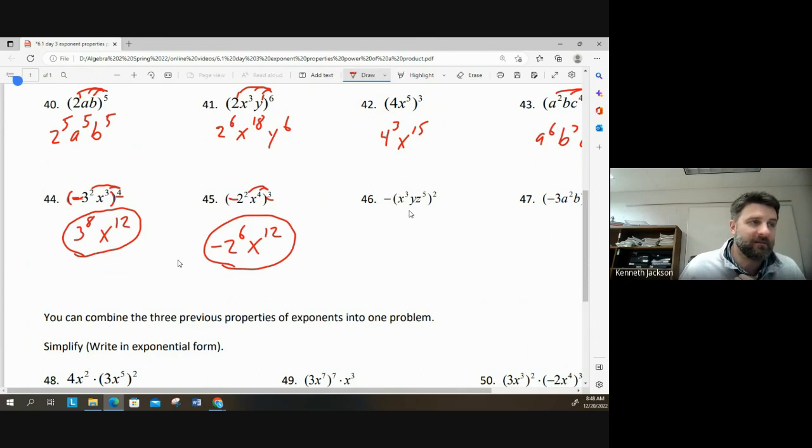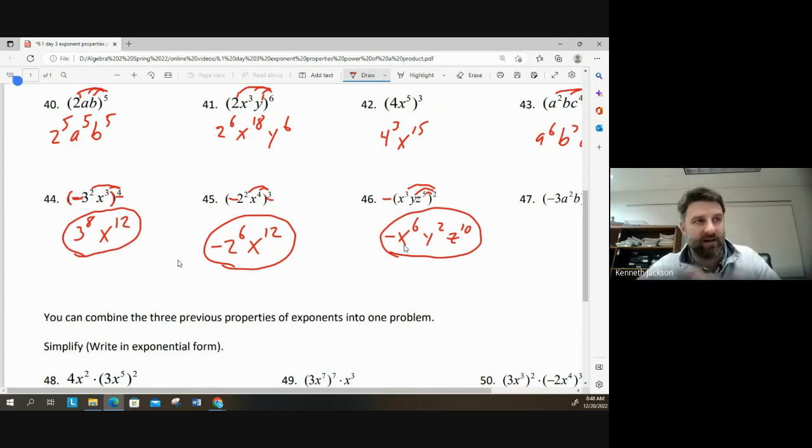2 to the 6th. I have x to the 6th, y squared, z to the 10th. Now this negative does not belong to any exponent. It is on the outside of the parentheses. If it's on the outside of the parentheses, that makes my answer negative. I only have one negative sign.